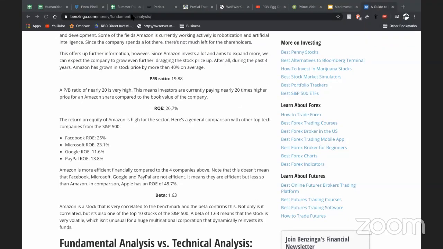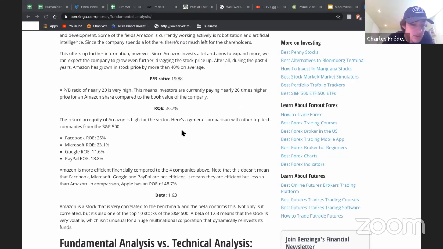You can see that Amazon has a return on investment of 26.7%. That means that it's more efficient if you look at all the others in the tech industry. So Facebook, Microsoft, Google, PayPal, they have mid 10s to 20s. Apple has a return on investment of 48.7%. So you see that Apple is a bit more efficient, and Apple is also a bit predictable when it comes to coming out with iPhones. Historically, they've always been going up after release of an iPhone.